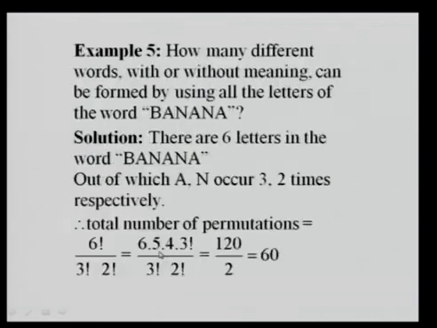Let us apply this formula in an example. How many different words, with or without meaning, can be formed by using all the letters of the word BANANA? There are 6 letters in the word BANANA, out of which A and N occur 3 and 2 times respectively.